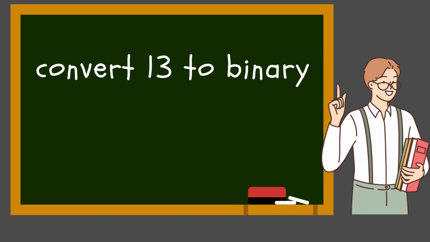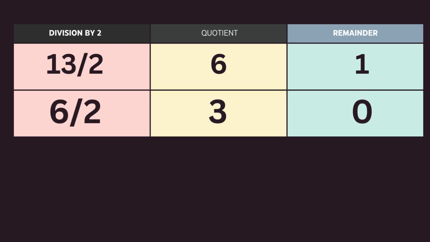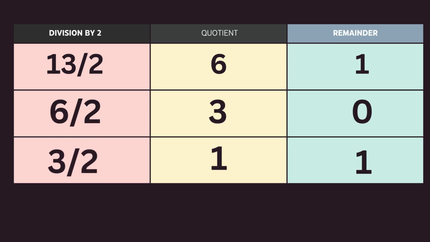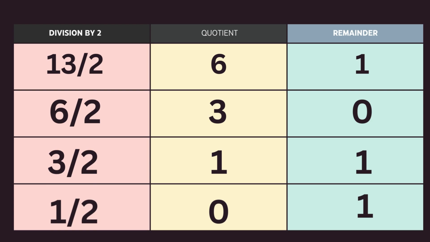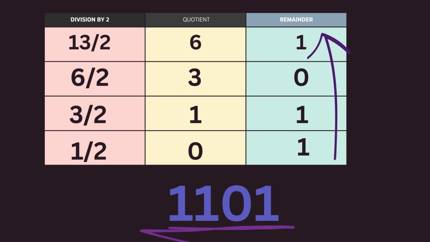For example, let's convert 13 to binary. Divide 13 by 2, and the quotient will be 6, the remainder will be 1. Then divide 6 by 2, and you'll find the quotient to be 3, and the remainder will be equal to 0. Again divide 3 by 2, and the quotient will be 1, and the remainder will also be 1. Divide 1 by 2, the quotient will be 0 and the remainder will be 1. Write those numbers from bottom to top and you will find this number. It's the binary equivalent of 13.